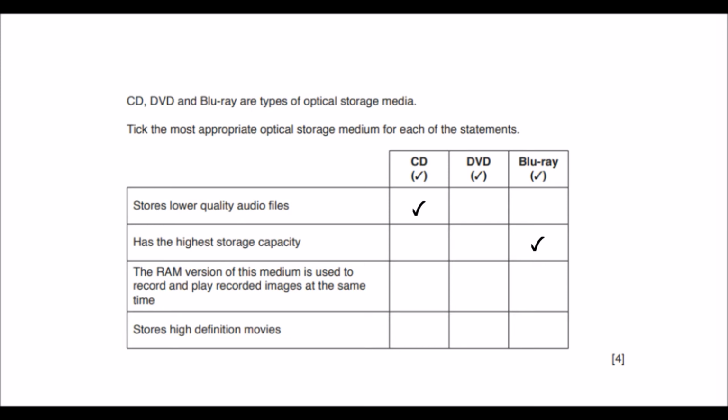Now, question 3 says, the RAM version of this medium is used to record and play recorded images at the same time. Of course, which one has the RAM version? That's DVD RAM. We don't have anything like Blu-ray RAM or CD RAM, it's only DVD RAM, right? Then, stores high definition movies. I think we just mentioned that earlier. That would be Blu-ray.